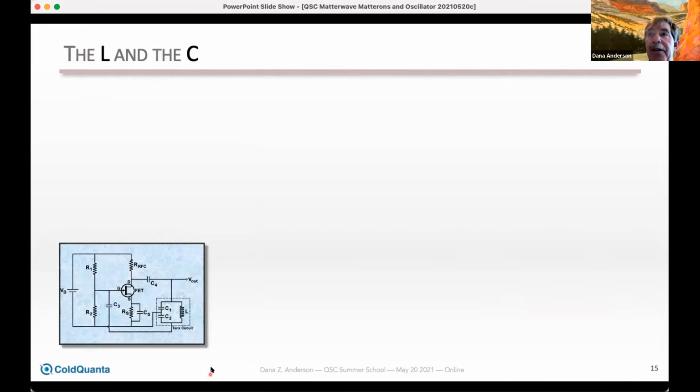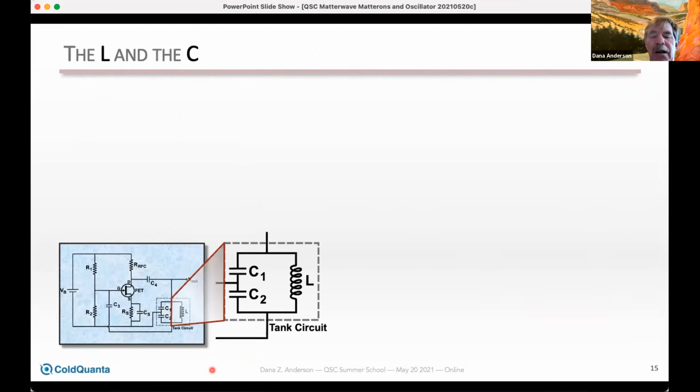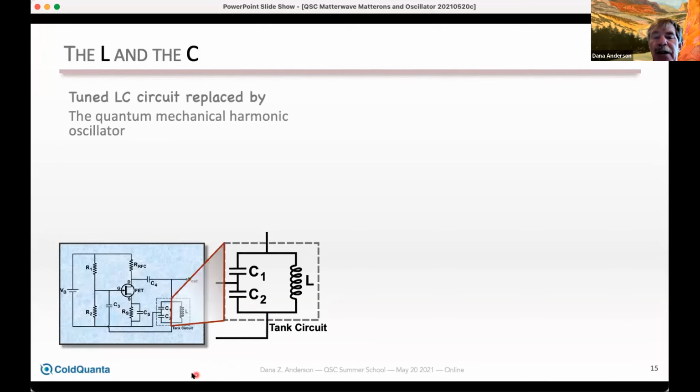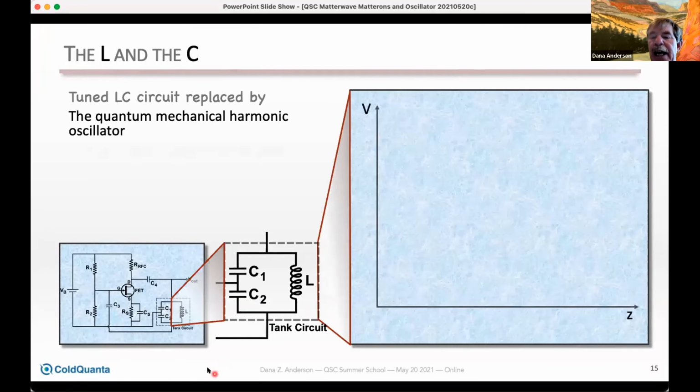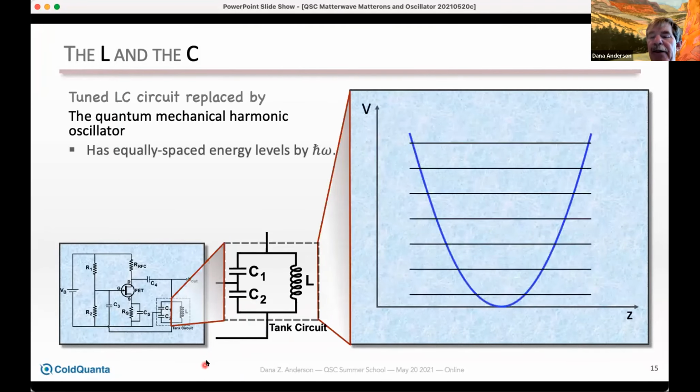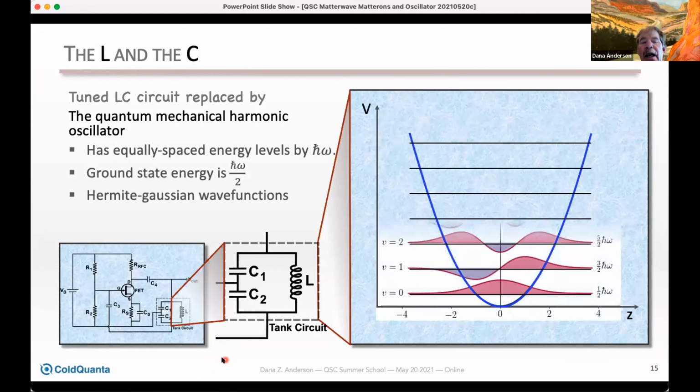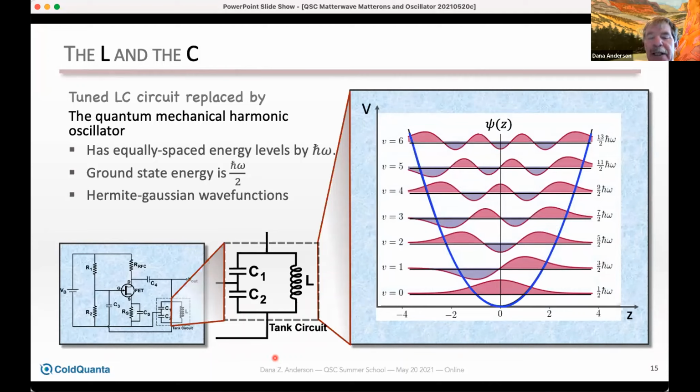Now, if I look back at the transistor oscillator I had earlier, well, all of you pretty much know what this is, but if you're electrical engineers and not quantum engineers, then you would ask, what is your LC circuit? Well, that's replaced by the quantum mechanical harmonic oscillator of the gate well. It has equally spaced levels like so, and the ground state energy is a half h bar omega, where omega is the classical oscillation frequency. The wave functions are characterized by Hermite Gaussians. Many of you know this. This is a summer school, however, so I'm not assuming that all of you know it. And the various energy levels are labeled with a ket n, known as Fock states.